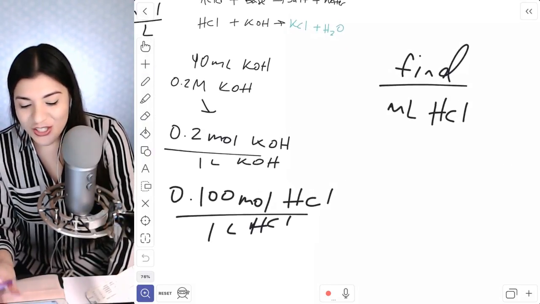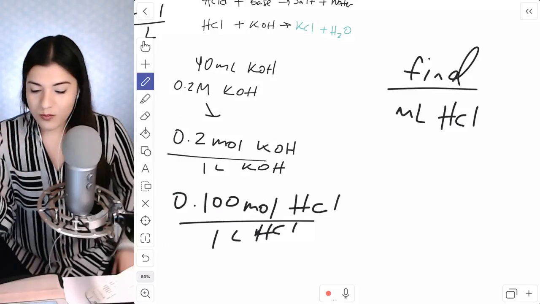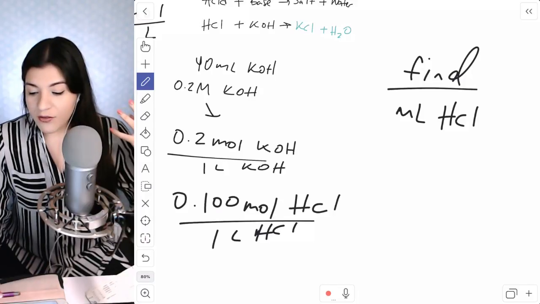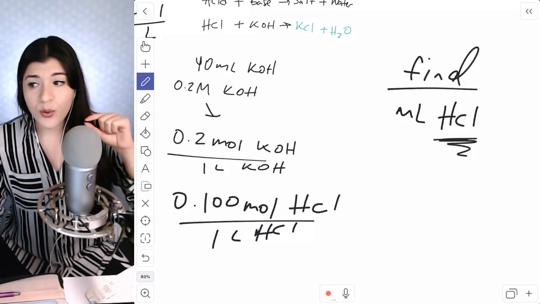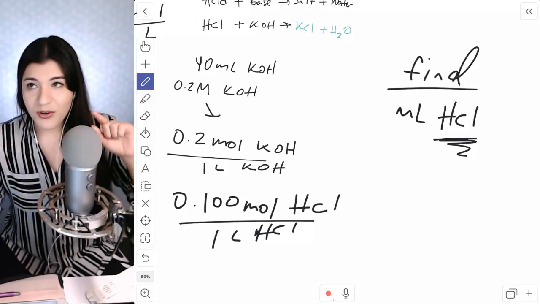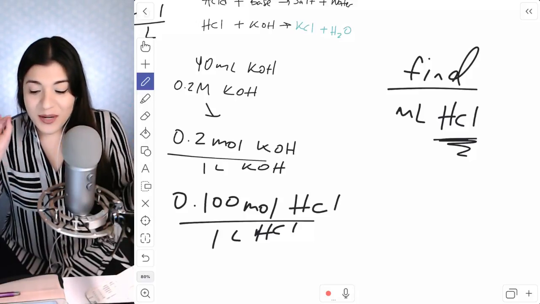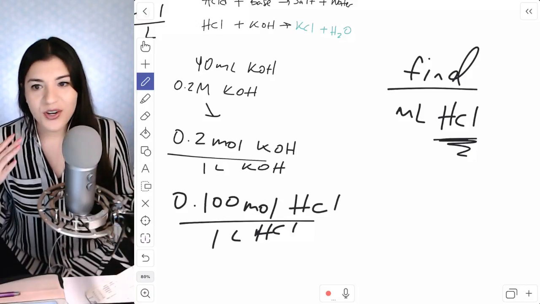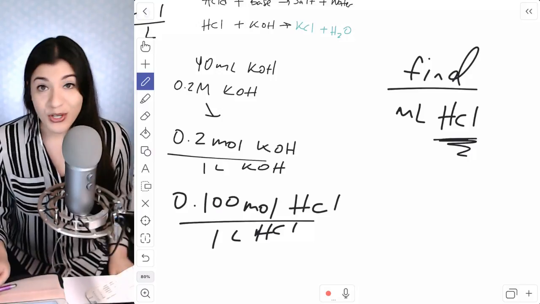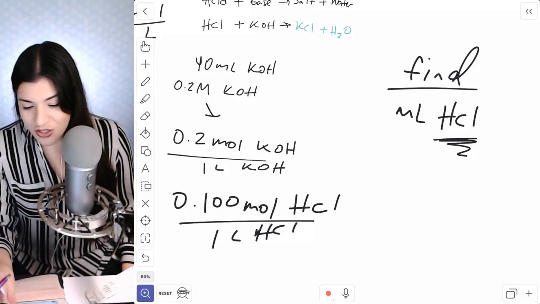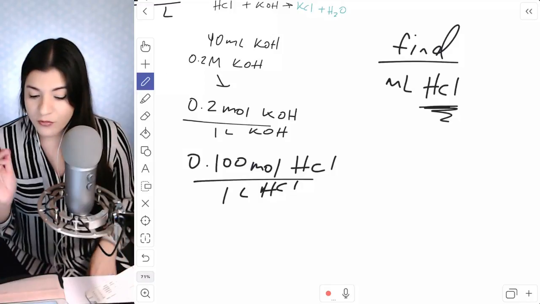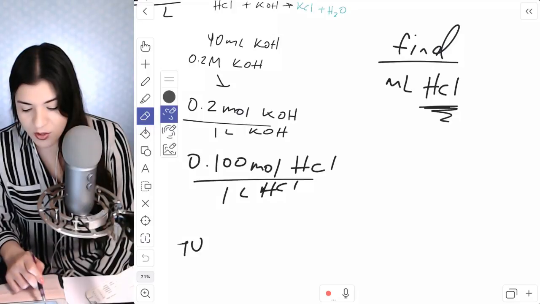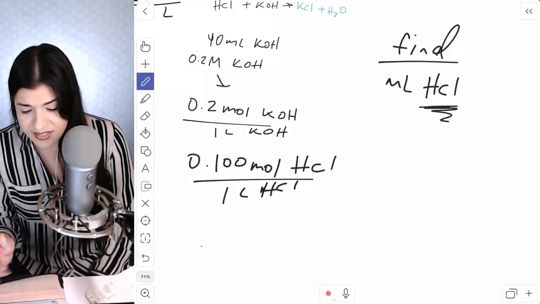What helps me start, and I know it's going to sound strange when I first say it, is that whatever you're finding, you start with whatever you're not looking for. Since I'm looking for HCl but not KOH, I'm going to start with KOH. You start with the one you're not looking for. That's always going to work. So I'm going to start with the 40 milliliters of KOH. And then, let's go over the plan, because this is a little bit of a longer process.